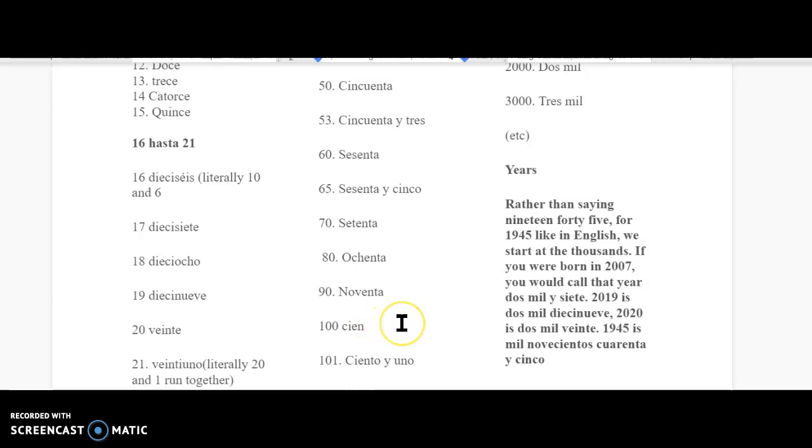100 is just flat 100. So if it's 100, 100 is just 100. If you're adding anything to it, same process as before. You add the 100 and then the y, which means and, then uno. 101, 102, 103, 104, all the way up. And so you would be putting the 100 in front of any of the tens, in front of any of the ones or teens. Okay?